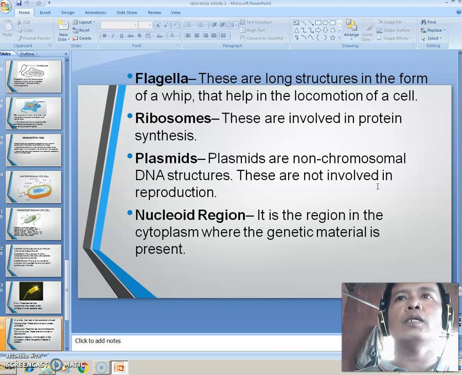Plasmids are non-chromosomal DNA structures. These are not involved in reproduction. Nucleoid region. It is the region in the cytoplasm where the genetic material is present.